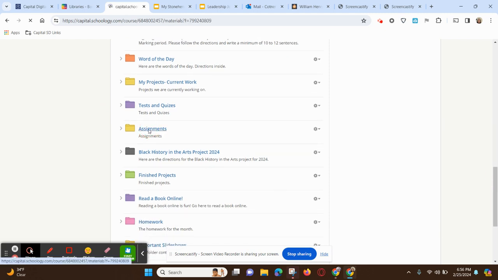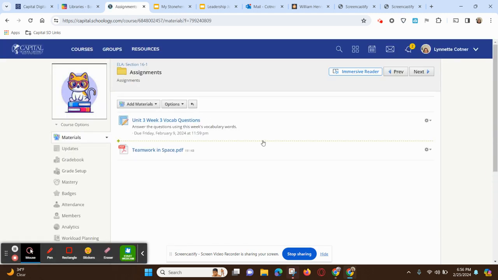Now, in assignments, they do have a vocab question review. And then, of course, up above, they have the spelling words that they can do before they go ahead and take the vocab quiz and the spelling quiz. And then, Teamwork in Space was an article about the astronauts needing to work as a team in space. And they had to write a 3-paragraph essay about why it would be important to work in space. So if they haven't done that yet or they didn't finish it, then the article is here.